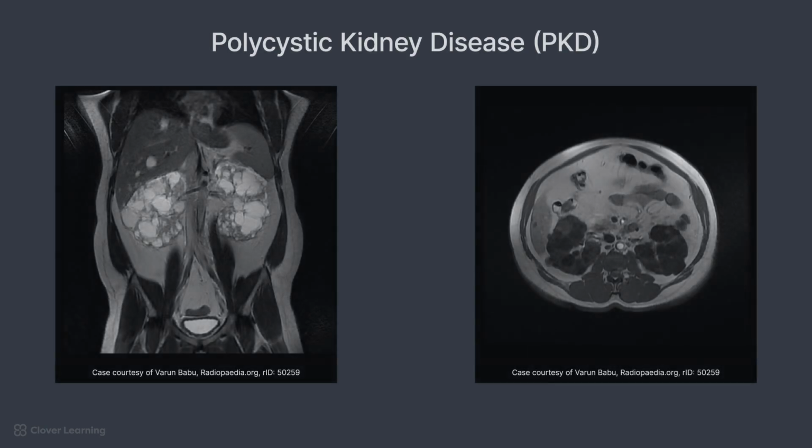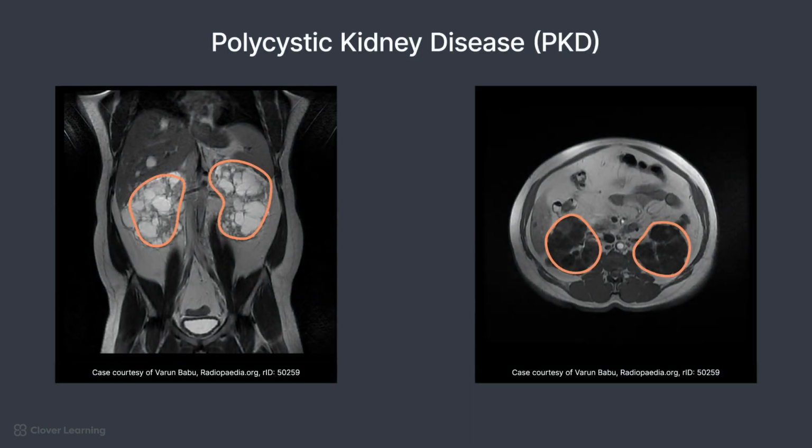Now let's take a look at some common pathologies of the kidneys. Polycystic kidney disease, or PKD, is a genetic condition causing numerous renal cysts, leading to kidney enlargement. On MRI, kidneys are enlarged with multiple T2 hyperintense cysts of varying sizes, with thin, non-enhancing walls.